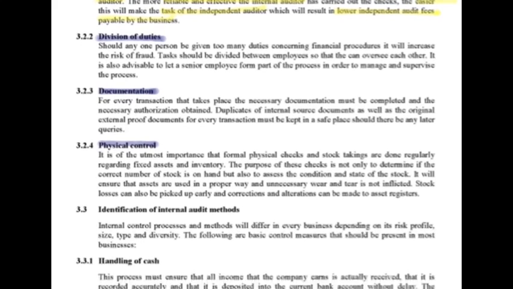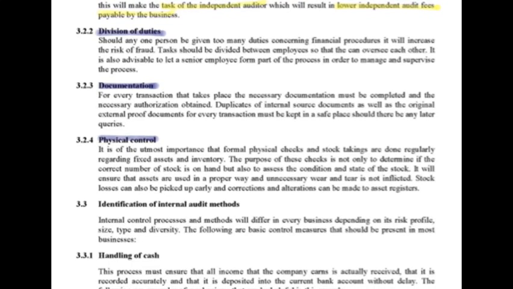Division of duties. Should any one person be given too many tasks or too many duties concerning financial procedures, it will increase the risk of fraud. So tasks should be divided between employees so that they can oversee each other. It is also advisable to let a senior employee form part of the process in order to manage and supervise the process.